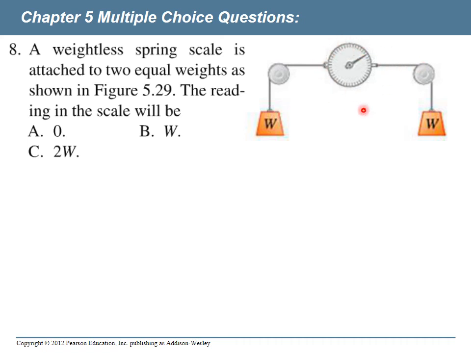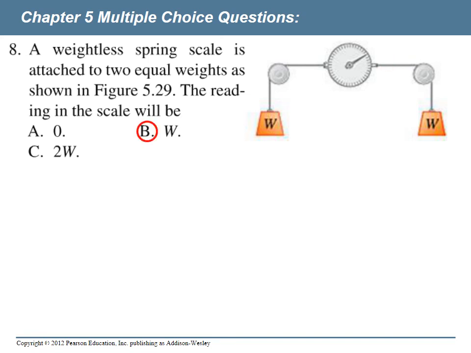If you were to cut this scale out, and so it were just continuous rope, what would you say the tension is there? Let's say the rope is coming along here and I slice it right there. Would you say the tension is 2W because there was a W here and a W here? Or would you say the tension is just W? Or would you say it's 0?